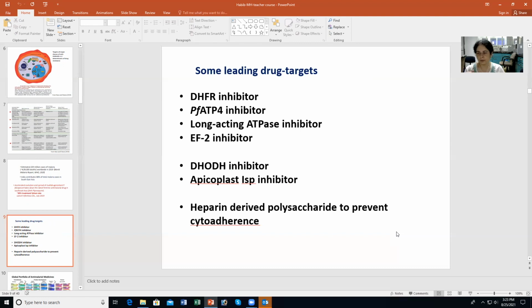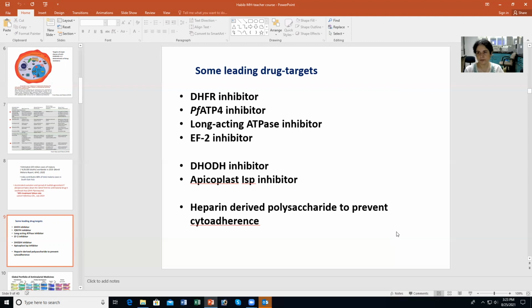Anyway, a lot of work has gone into identification of targets, and some leading targets we have today, and this is not an exhaustive list, but just to give you some examples of targets being used today, is here. As I mentioned earlier, when we were talking of sulfadoxine-pyrimethamine, DHFR, dihydrofolate reductase, is an important target. Similarly, you have in P. falciparum ATP4, which is an ion channel. ATP4 inhibitors have shown very good efficacy, at least in vivo, and these are now being taken forward in clinical trials.